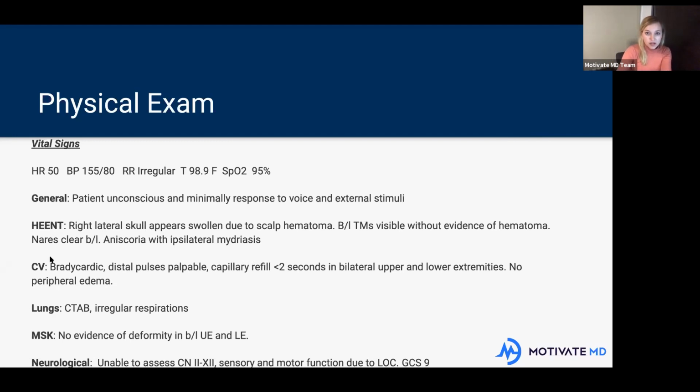All right, next we're going to move on to CV or cardiovascular. So we have bradycardic. We recognize that in the vitals, but then we have to rewrite it down here in our systematic physical exam in each system, in each organ system, basically. So bradycardic, and then we have distal pulses are palpable. So does anybody know what distal pulses is referring to specifically?